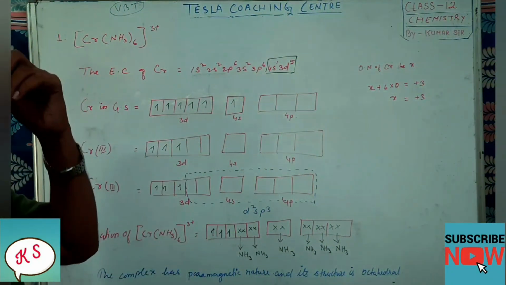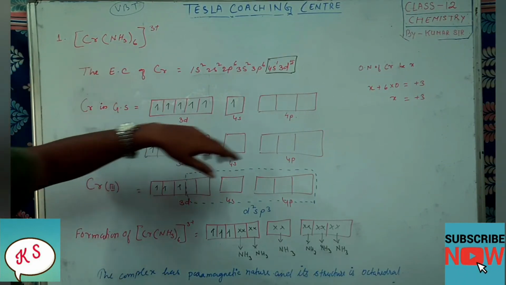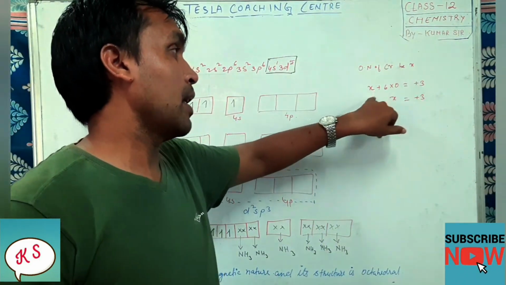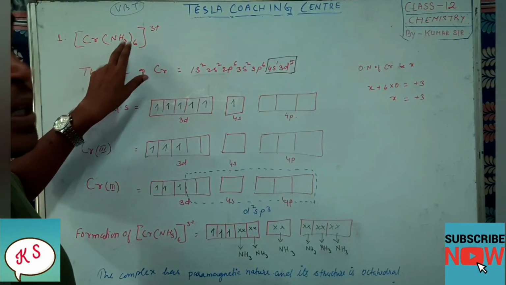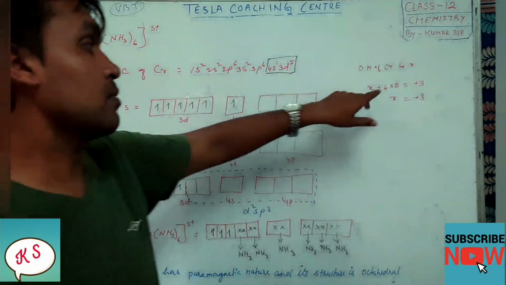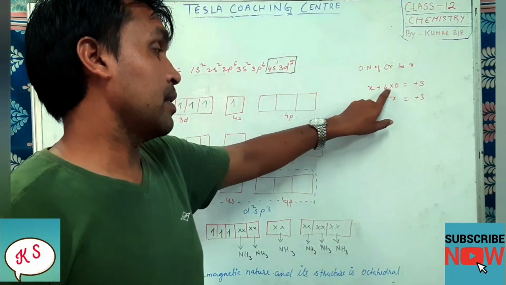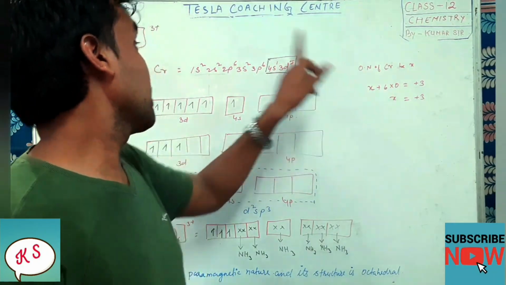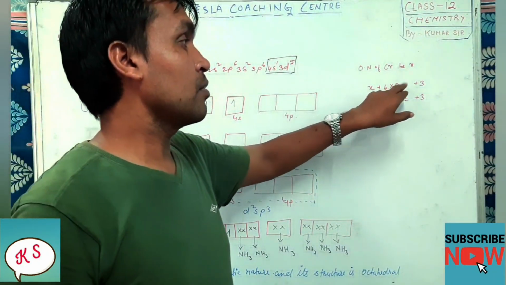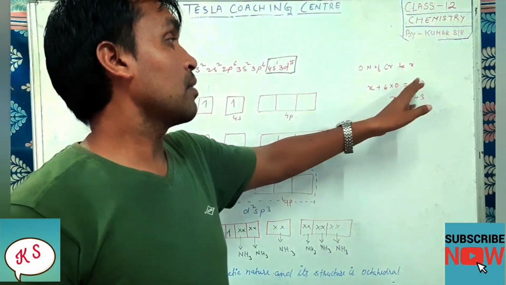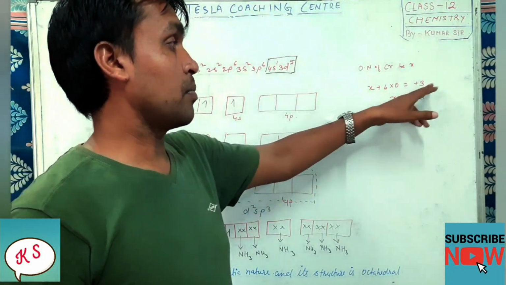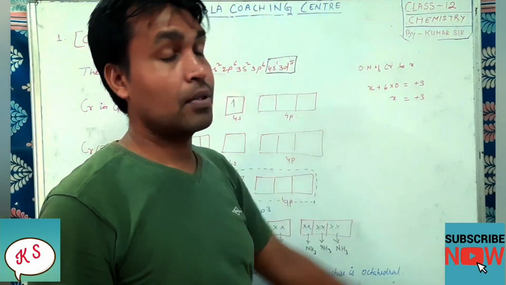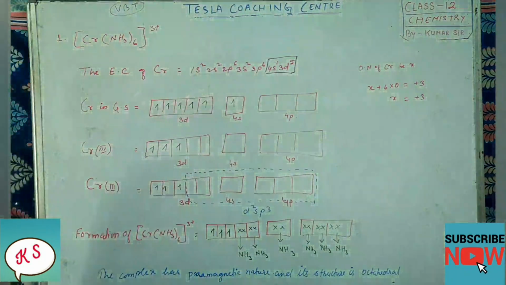Now we are going to find out the oxidation number of Cr. The oxidation number of Cr is x, and ammonia, you know very well, is a neutral compound, so its oxidation number is 0. Here how many ammonia are there? 6. So 6 into oxidation number 0 equals the charge, which is plus 3. So x equals plus 3. So we got the oxidation number plus 3.